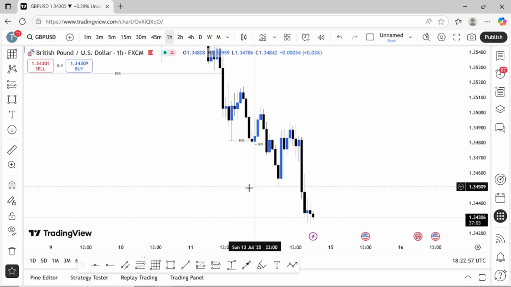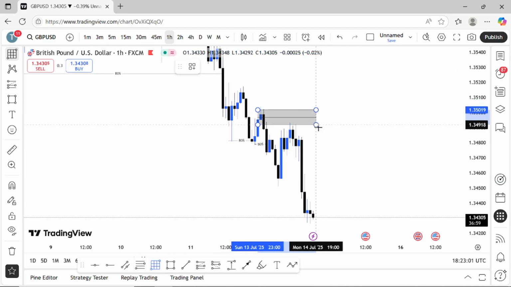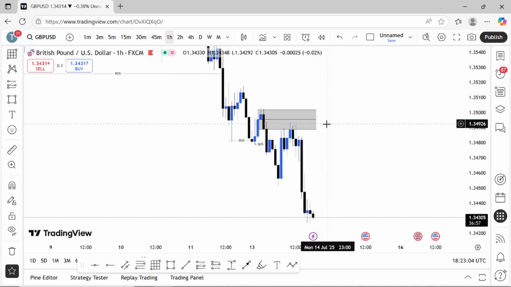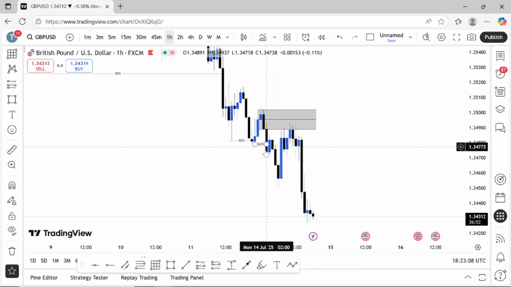Do you understand? So what you will do is to map out the order block that causes this break of structure, which I said is the last candlestick before this impulse candle, right? So this is on the 1 hour time frame.